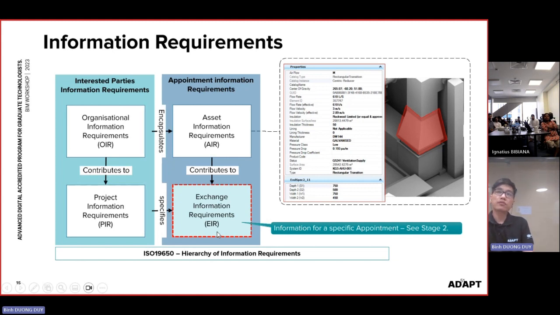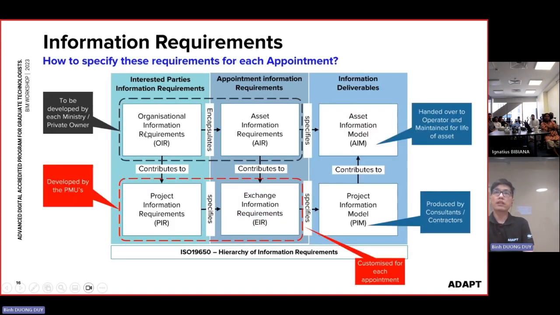So from very early, from stages 1 and 2, the owner already defines what kind of properties of the components they need on their requirement. Then when you are developing the BIM model, you need to align with their requirement. So this is very important and very specific in the BIM requirement also. So the whole process will look like this. From the OIR, they will develop the PIR and the AIR, as the asset information requirement. Combining all those requirements, we have the exchange information requirement.